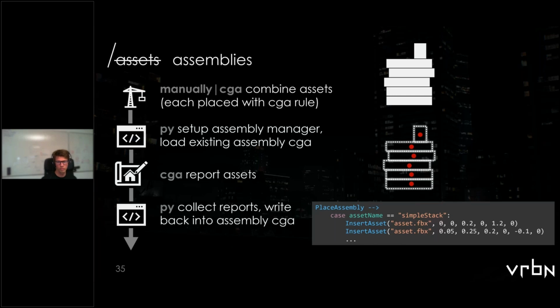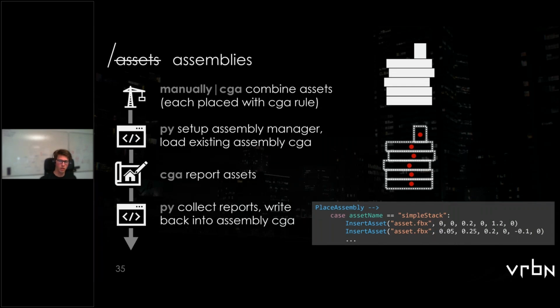So the interesting thing is that we're having a Python script that writes CGA code, and it allows us to create these assemblies, but just save them as the location of assets relative to a new 0 point.